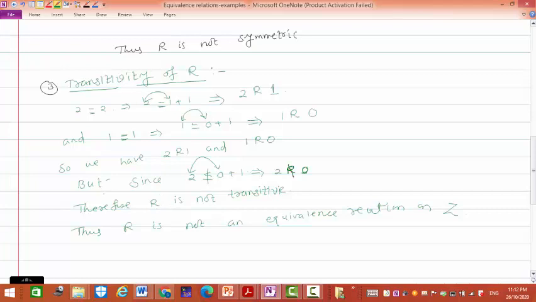That is, we have 2 is R related to 1 and 1 is R related to 0, but 2 is not R related to 0. This means R is not transitive on Z. Thus, from parts 1 to 3, R is not an equivalence relation on Z. Thank you, students.